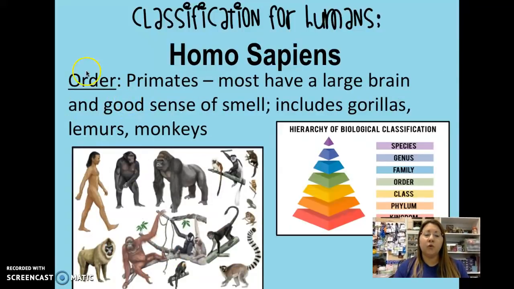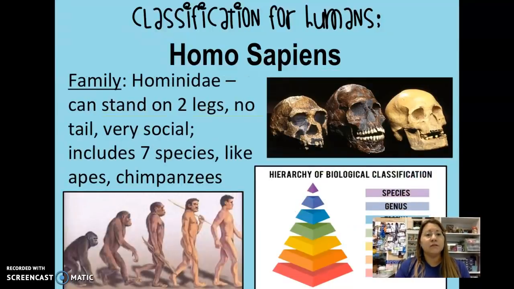For Homo sapiens, the order is Primates. So that means that we have some things in common with primates. We have some DNA similarities. Primates are going to have large brains and also a good sense of smell. Other primates you may be familiar with are gorillas, lemurs, monkeys. And I have a little picture here showing you some other organisms that are in the same order, this green tier, for Homo sapiens. The family for Homo sapiens is hominids, the Hominidae.